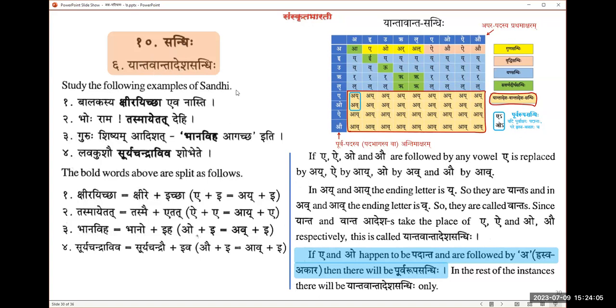Study the following examples of Sandhi. Balakasya Kshira Icha Eva Nasti. Kshira Icha. So if you see Kshire Icha, A got replaced with I. I joined the E and became I. So Kshira Icha becomes, so A-E, I-E. So Kshira Icha. It's easy to construct this sandhi.